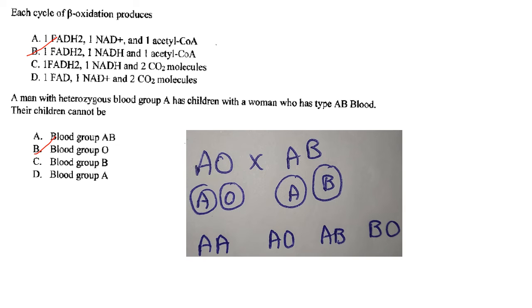The next one. Each cycle of beta oxidation produces one FADH2, one NADH, and one acetyl-CoA. So the answer is option B.